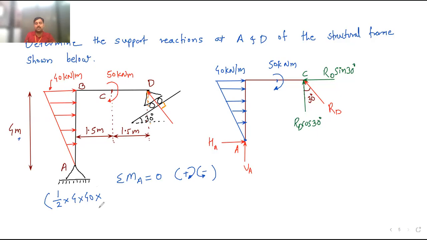What will the lever arm be, tell me now? What will be the perpendicular distance of this point load from A? What is the perpendicular distance of this load from point A when you convert it into the point load? What is the distance? Tell me, shall I calculate, what does it come to?